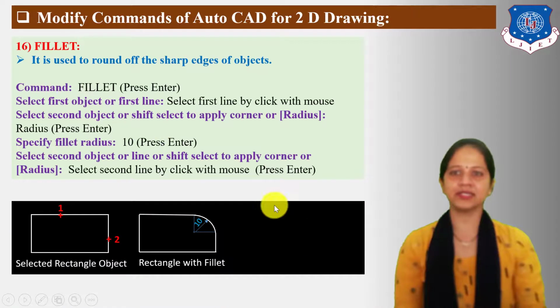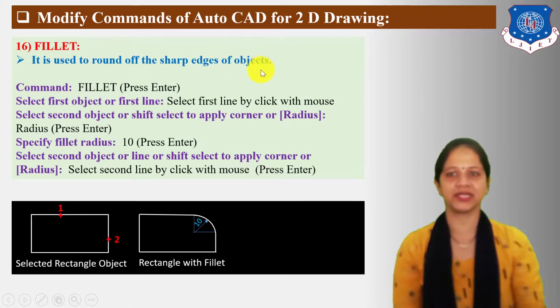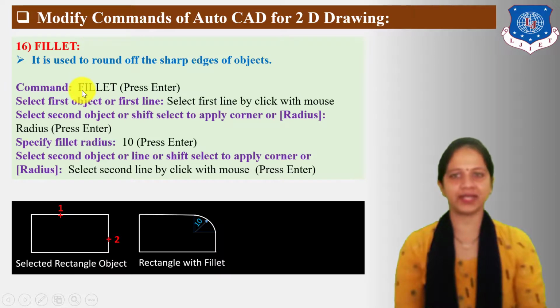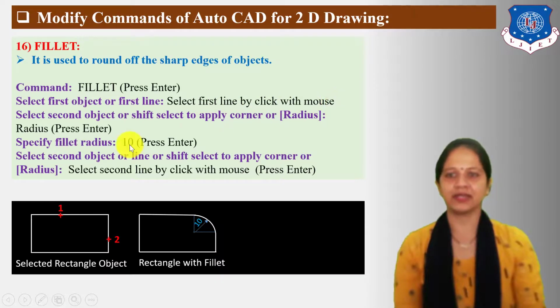Next, let us understand the fillet command. It is used to round off the sharp edges of objects. The command for fillet is FILLET. So type fillet in the command bar area, then press enter. The next statement displayed on the command bar or area is select first object or first line. So select the first line by clicking with the mouse, then press enter.